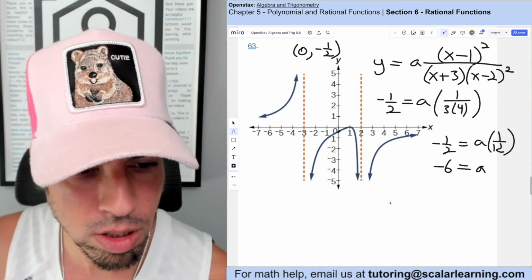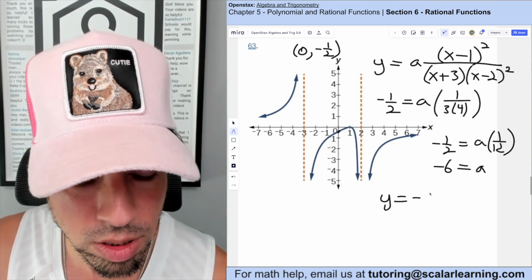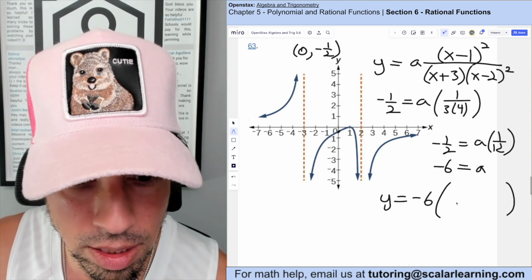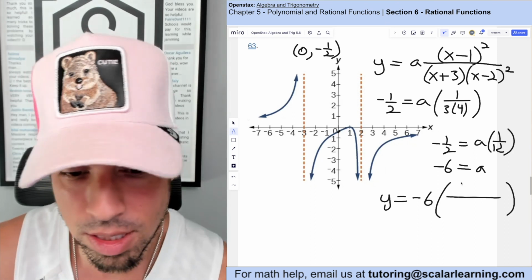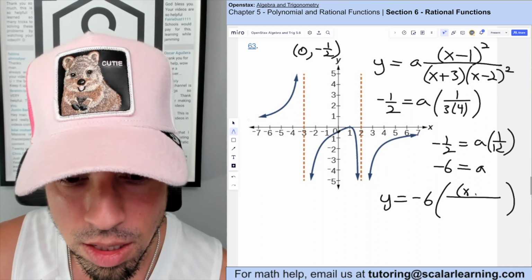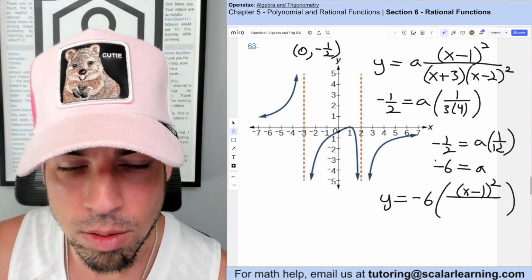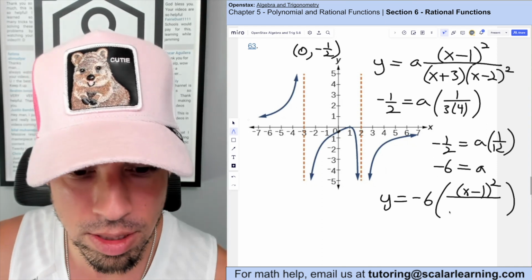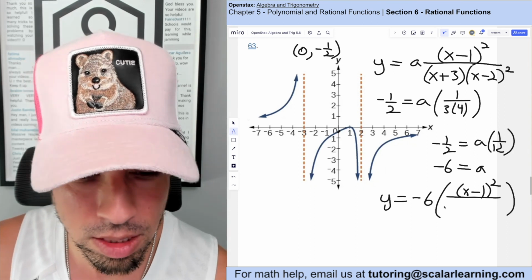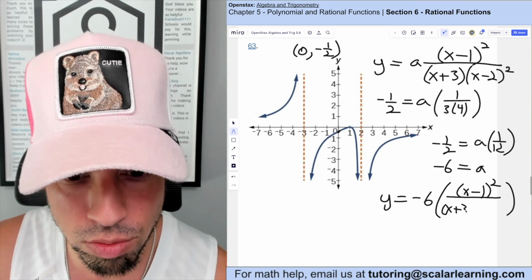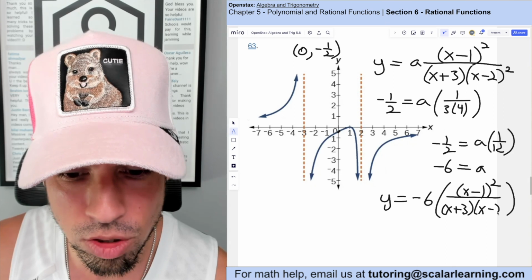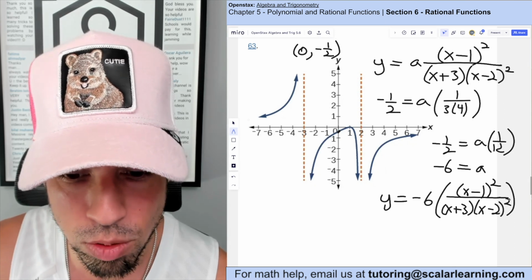And now for our final equation, we get y equals negative 6 out front. And then inside, we're not going to FOIL this out because they didn't in the back of the book. We'll leave it like this. Again, that's a teacher preference, whether your teacher wants you to FOIL it or leave it like this. But I definitely think leaving it like this is great. So then we have x plus 3, and then we have x minus 2, again, squared. Boom, done.